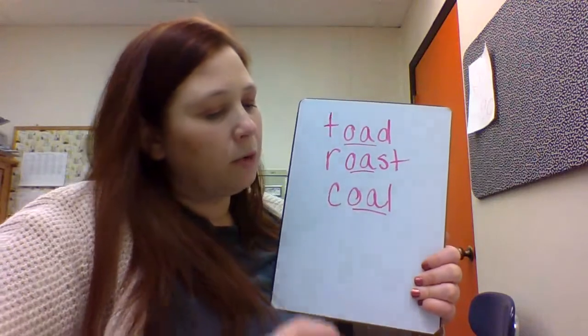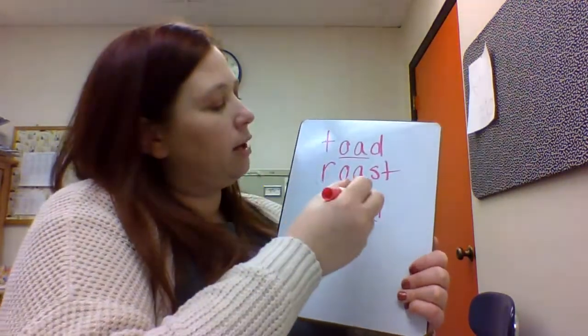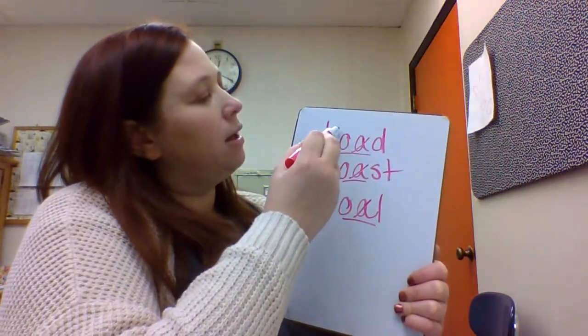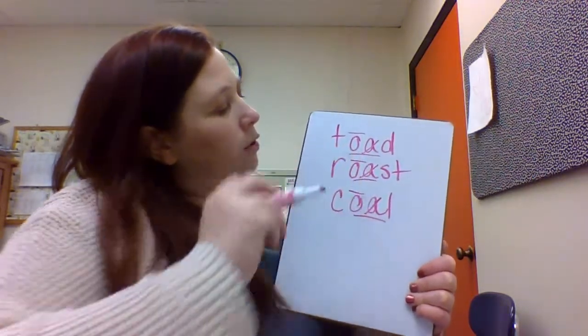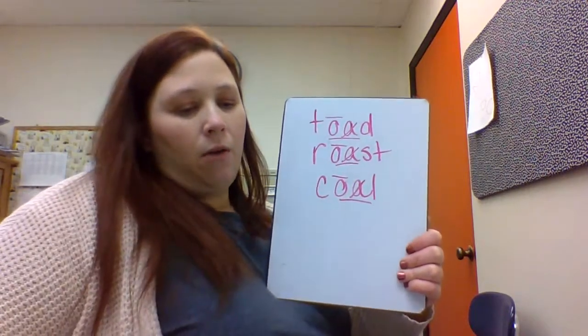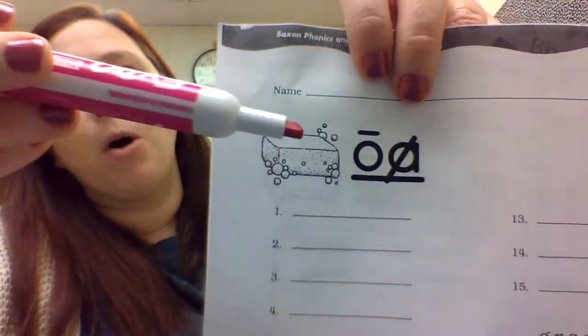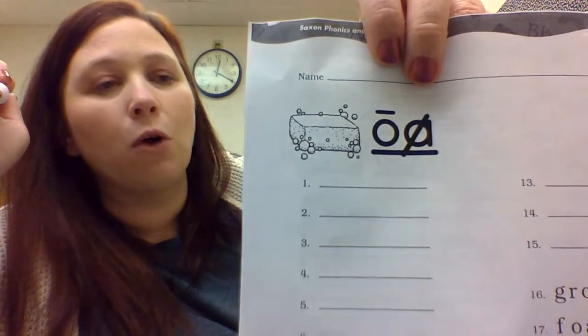When we code this, we're going to underline it to show the digraph, because that's what we do with the digraph. And then we're going to cross off our A's and put a macron on top of our O to show that it says its name. All right, and then our picture card for this to go along is up here on the corner of your paper. I'm sure you can see it. It's a bar of soap. So when we see that, we'll know soap, O, and it's the digraph O-A.